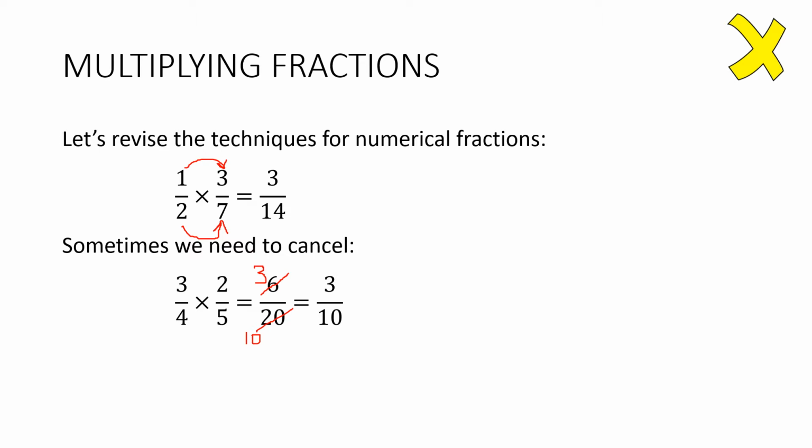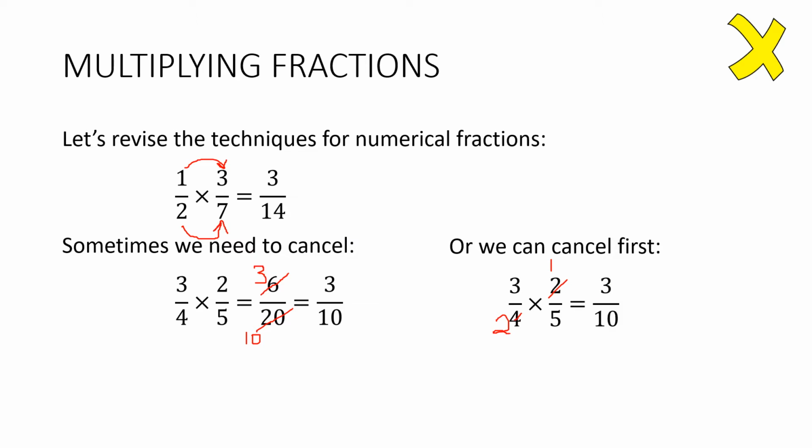Now here's the trick. We can cancel before we do the multiplication, and that makes our life a little bit easier. Let's have a look at the same question. Can you see the 2 on the top and a 4 on the bottom? We can do the cancelling there. So 2 into 2 goes once, and 2 into 4 goes twice. Now let's do the multiplication. 3 times 1 is 3, 2 times 5 is 10. Same answer, but a little bit easier to do.